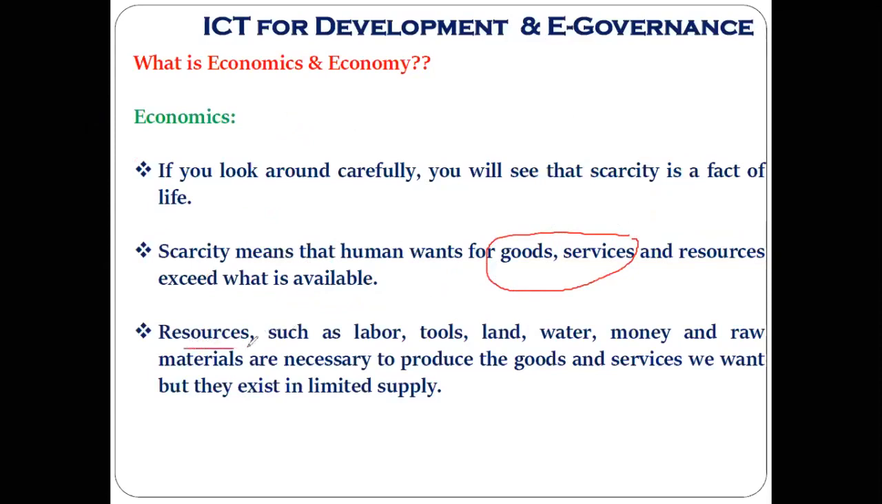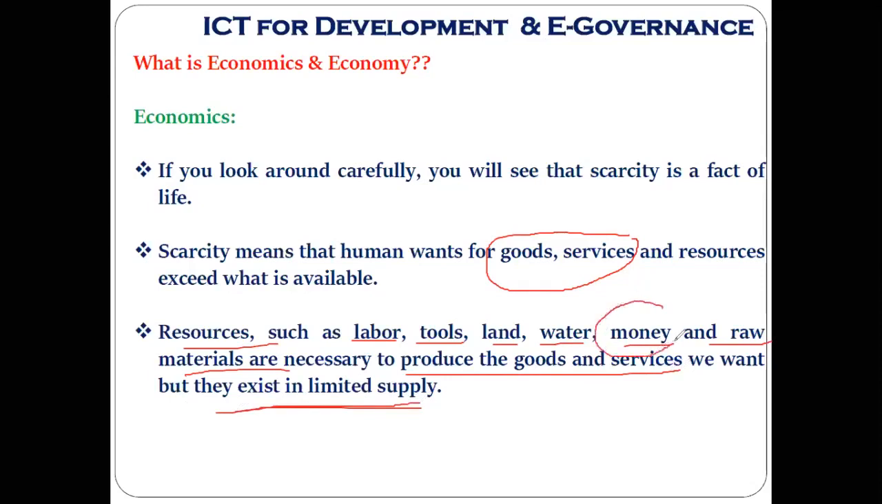So I am calling here the resources are like the labor, tools, land, water, money, different kinds of raw material which are necessary to produce the goods and services we want, but they exist in limited supply.